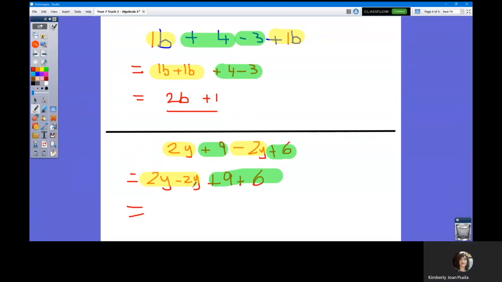So 2y deducting 2y gives us 0y. Plus 9 plus 6 gives us plus 15. So there you have your final answer. Another way of writing this, that's why I did this, is that you can write down only 15 because 0y gives us a value of 0. Okay, it doesn't count, so you end up with 15.